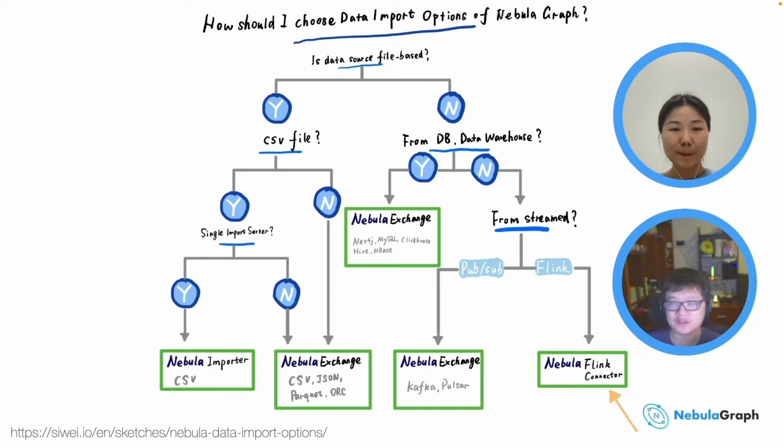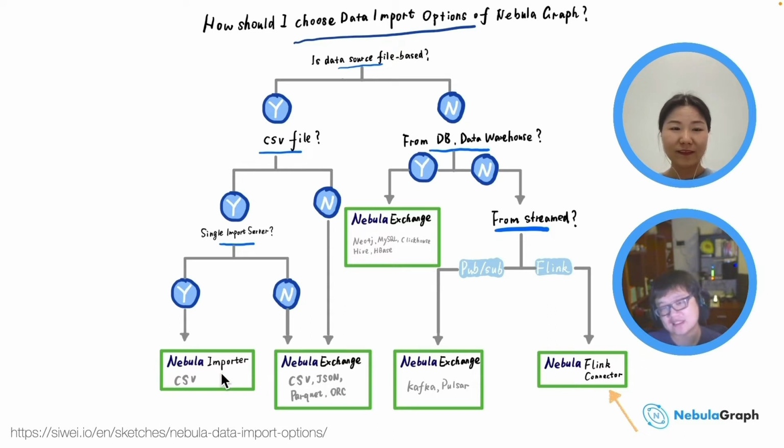So how do we choose from them? As usual, we will go through the decision tree. From the bottom we can see if the data source itself is file based. If it's file based and CSV based, we can use both Nebula Importer and Exchange. The difference here is that Exchange leverages a Spark environment. So if you already have a Spark environment, you're free to go with Exchange. And if you only want to leverage a single file from any Linux server, you can use the Importer.